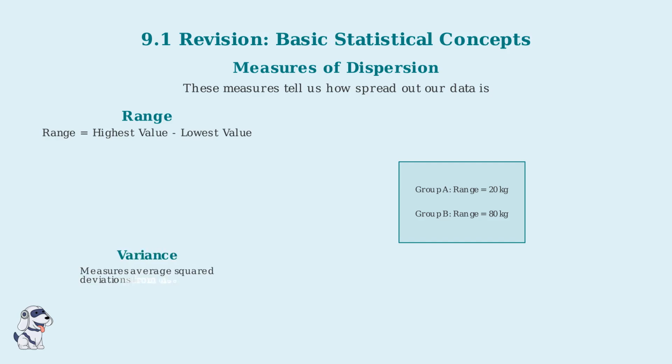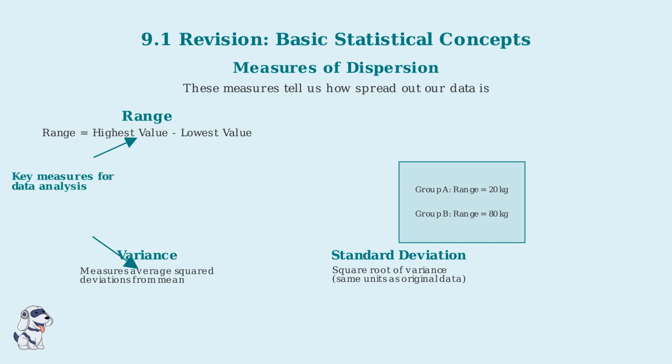Variance measures the average squared deviations from the mean, while standard deviation is the square root of variance, giving us a measure in the same units as our original data. These basic statistical concepts are the foundation for more advanced statistical analysis. Understanding central tendency and dispersion helps us describe and interpret data effectively.